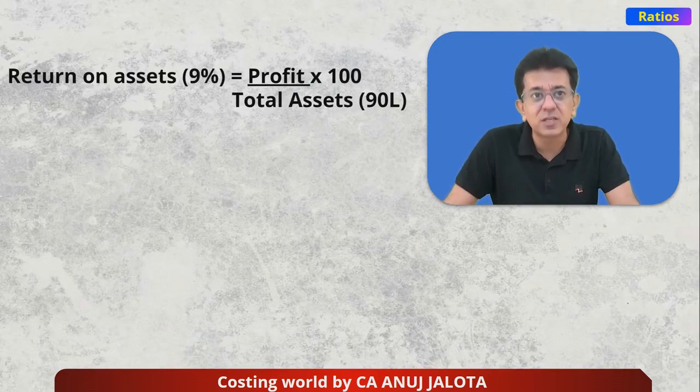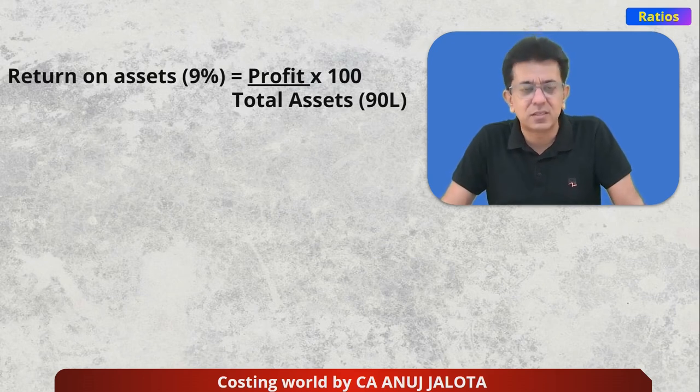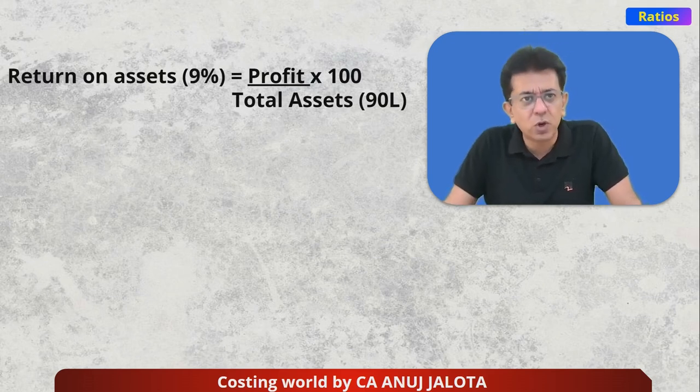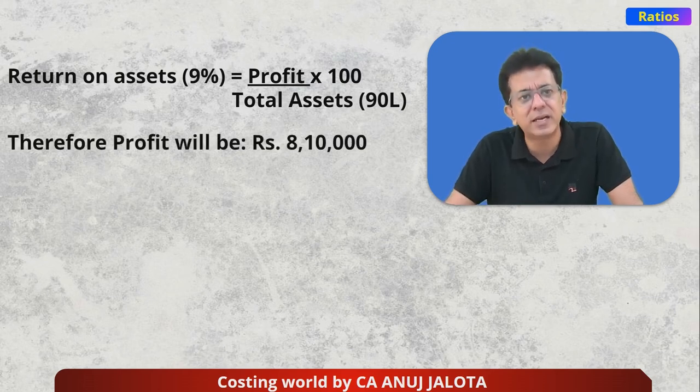So first thing that was given, return on assets was 9%. Now, what do you mean by return? Return means profit upon assets into 100. So if you look over here, return on assets was 9%, which would have been calculated as profit upon assets into 100. Assets in this case were 90 lakhs. So 90 lakhs into 9% will give you the profit. So profit should be 90 lakhs into 9%, that is 8,10,000 rupees.